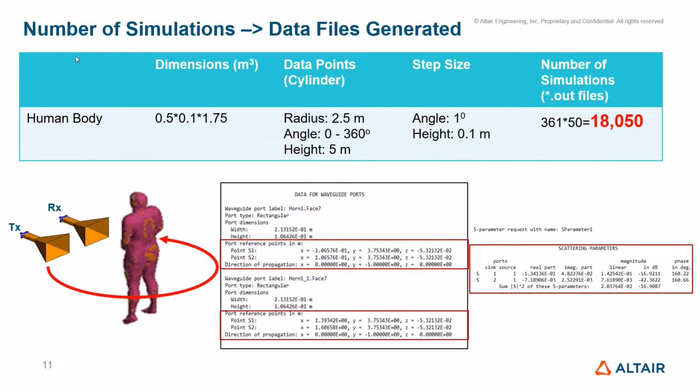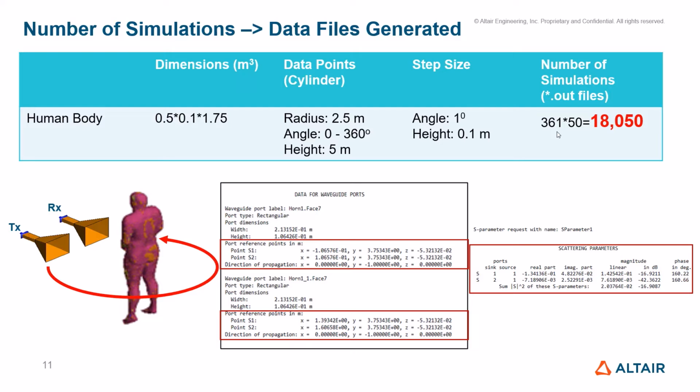Once I have, okay, a number of simulations were performed. Data files are generated, as I told you already, for a human body with dimensions of 0.5 by 0.1 by 1.75 meter cube. If the radius is 2.5 meter and the angle is 0 to 360 degrees and the height is 5 meters, that's a cylinder, right? I am thinking of the cylinder. And I would like the antennas to be rotated every 1 degree. That is the resolution I was expecting to sample the data points. Then the height step is 0.1 meter, okay?